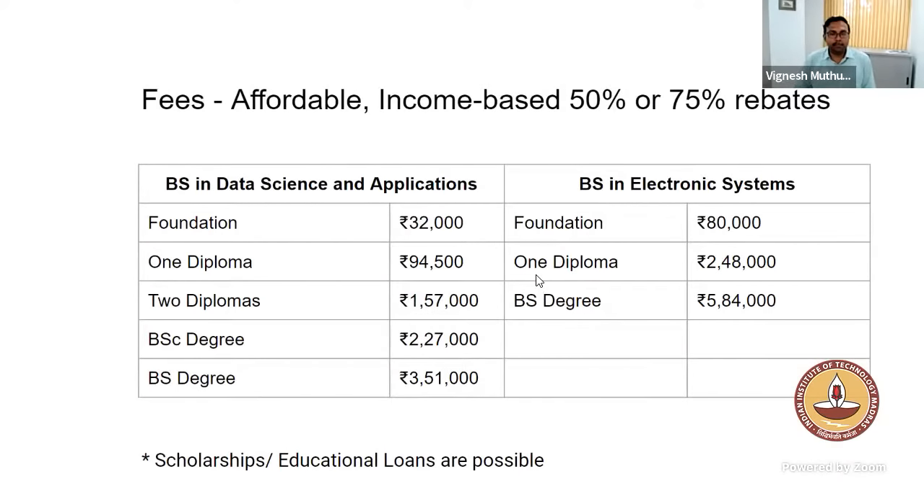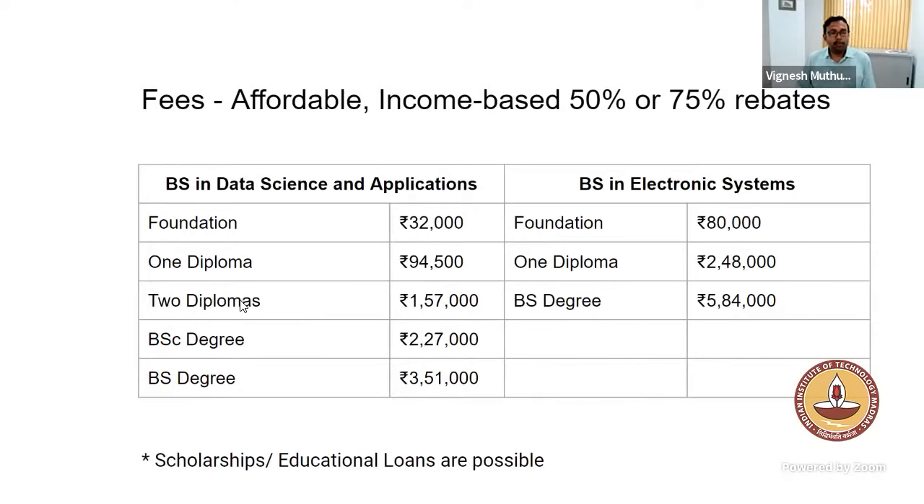Okay, so this is the fee structure. This gives you some basics on the fee structures for both the programs. As you can see, the foundation level, which is 8 courses, the total cost for the foundation certification will be 32,000 rupees. What you need to understand is that one diploma is basically 32 credits of foundation plus 27 credits at the diploma. So together it is 59 credits. For completing those 59 credits, you would have to pay a fee of 94,500.